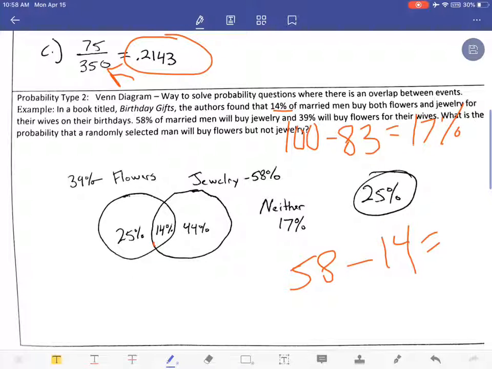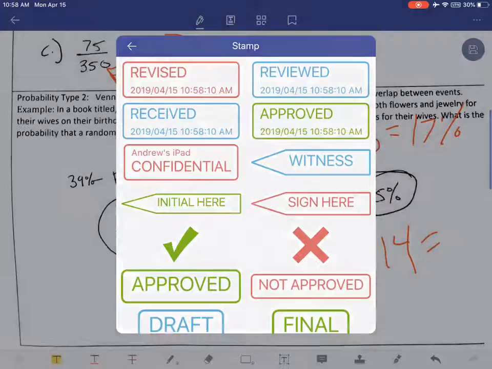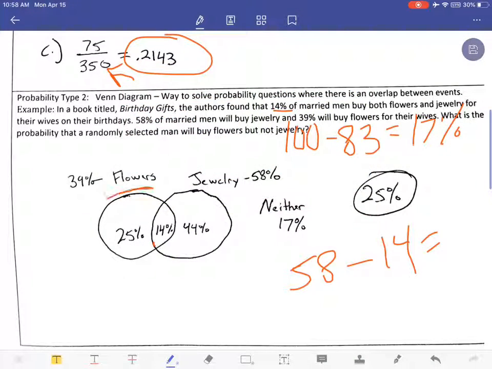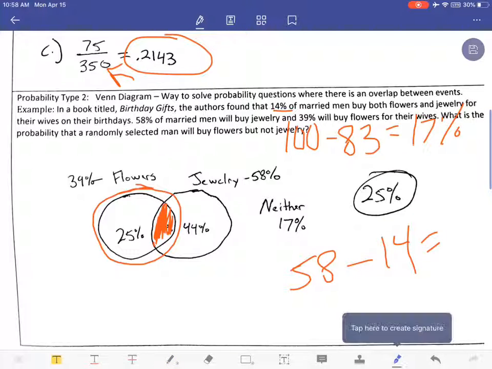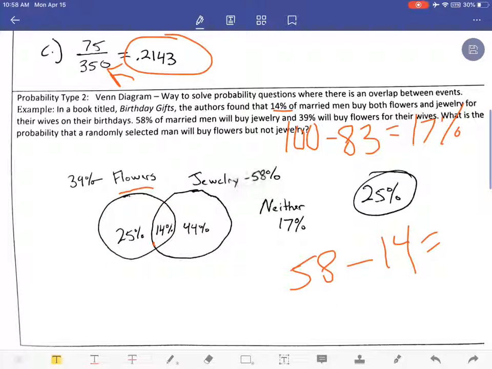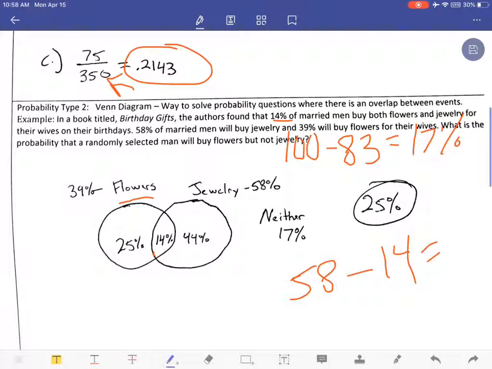So, what's the probability that they will buy flowers but not jewelry? So we look at the flowers, and then the probability that they do not buy jewelry. So we have to exclude the both, right? Because if they're not buying jewelry, we can't have the overlap there. So your answer is going to be the 25%, because that's the percent of men who only bought flowers. And that's why 25% is your answer for that problem.